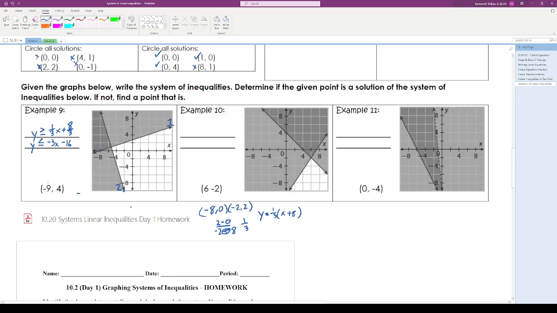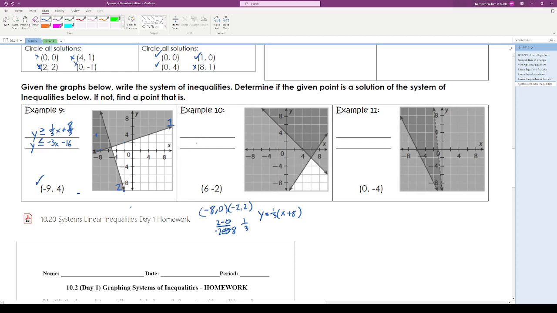So the question, is negative 9, 4 a shared solution? Negative 9 is right here, and 4 is here. So this is the point we're talking about. It is most definitely in our double shaded region, so that is a solution. So we don't need to go any further than that. If we needed to find another point, we could just pick any one that's over here.